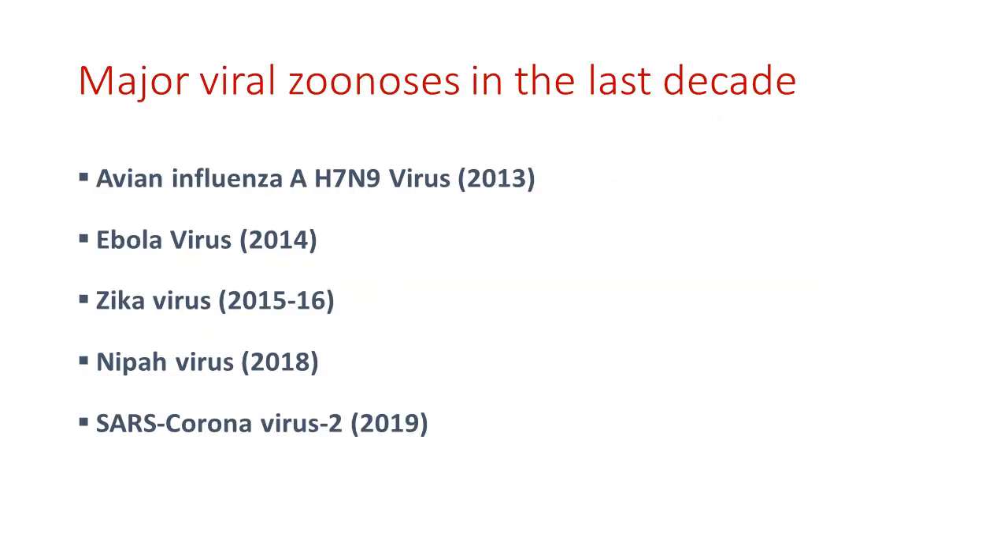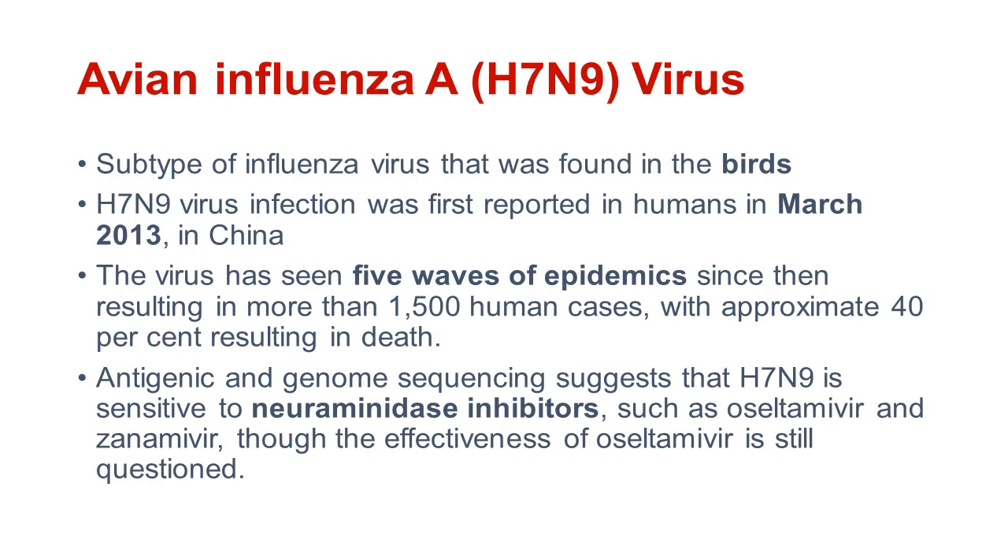So in the last 10 years there are 5 major viral zoonotic diseases which have happened throughout this world. The first one is avian influenza A H7N9 virus, which happened in 2013. The next year we had the Ebola virus, then the Zika virus, then in 2018 the Nipah virus. Finally, currently we are facing COVID-19. So in this lecture we will go through them one by one.